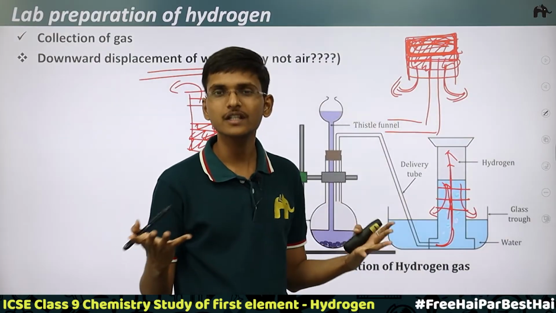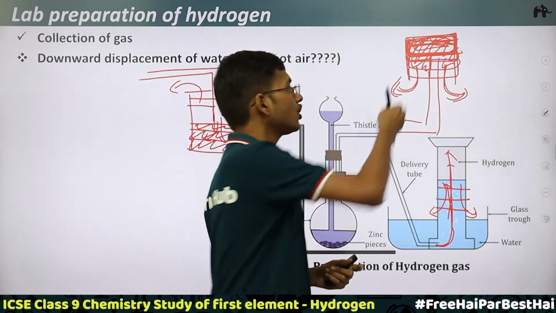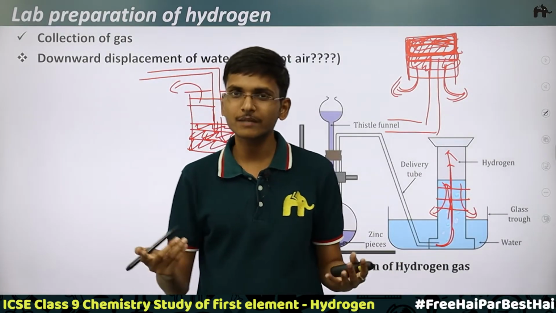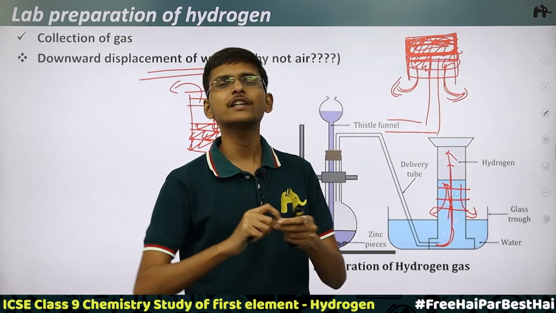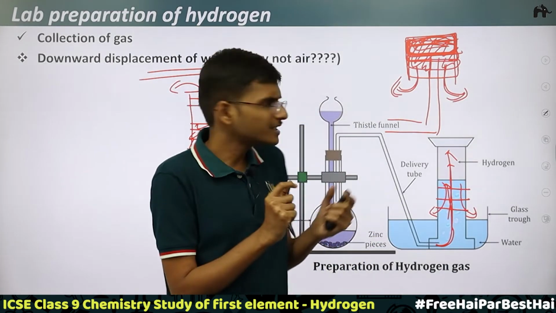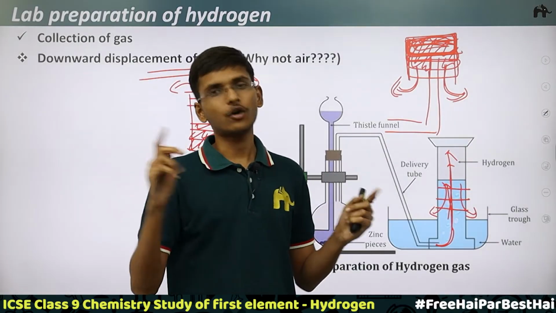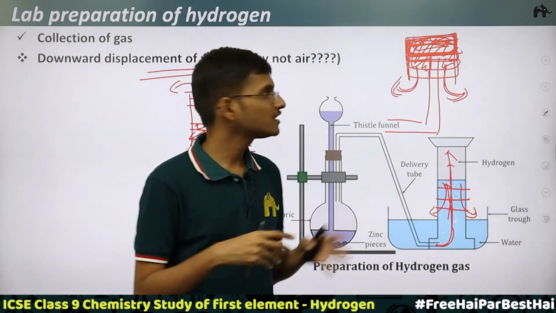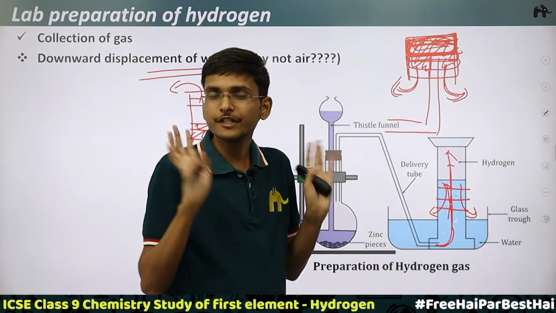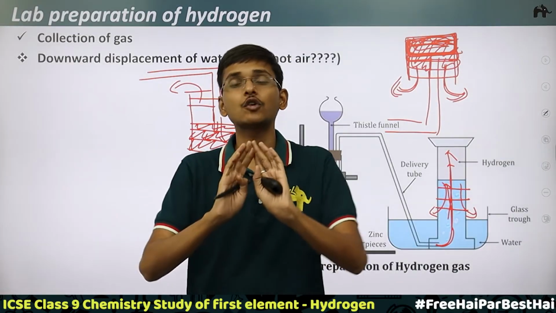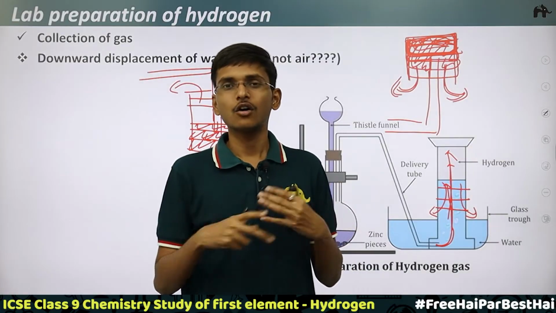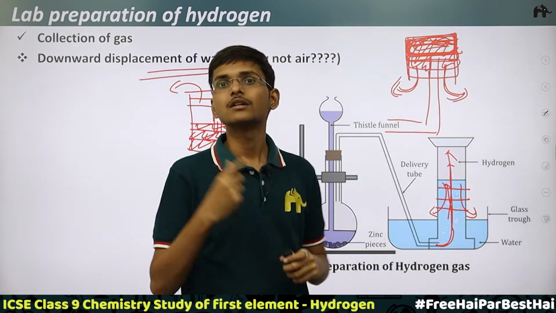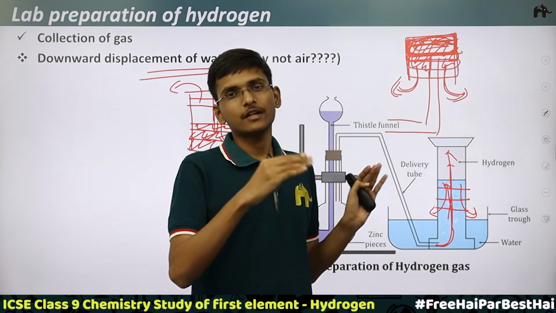Why? Because air has oxygen, correct? Oxygen supports combustion, and hydrogen is a combustible gas, meaning hydrogen is something like a fuel. If it mixes with oxygen, and if we slightly burn something near this apparatus, oh my god, it would result in an explosion. So that's the reason we don't collect it by downward displacement of air, because we don't want our hydrogen to get mixed with the air, and we don't want to take any risk of explosion and burning. So that's the reason we don't use the downward displacement of air method.